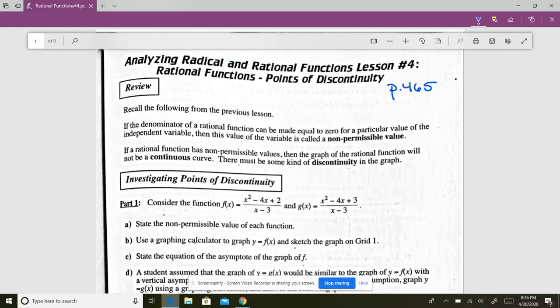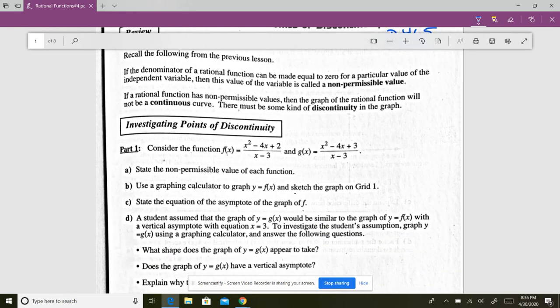Everybody, we are on page 465, rational functions, lesson number 4. So in the last lesson, we looked at functions like this. This is a rational function. It has variables in the numerator and the denominator. And we learned that anything that makes the denominator 0 was our vertical asymptote. So for this function, we have a vertical asymptote at x equals 3.